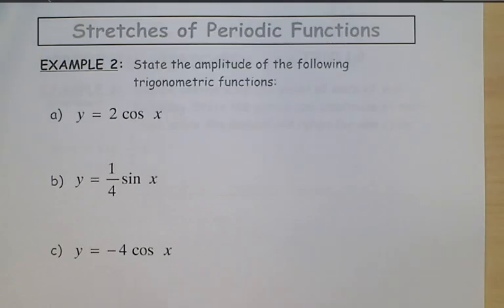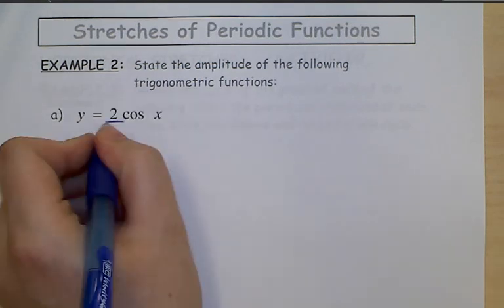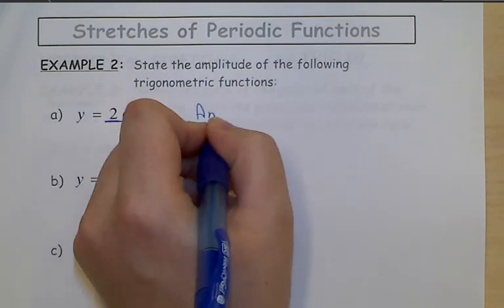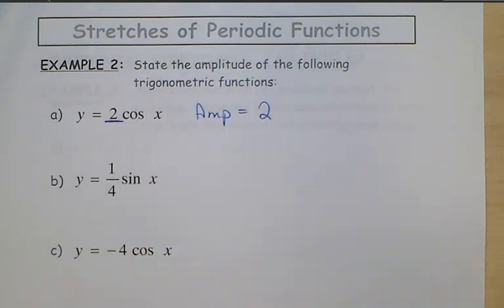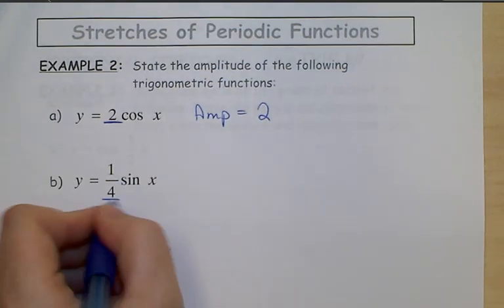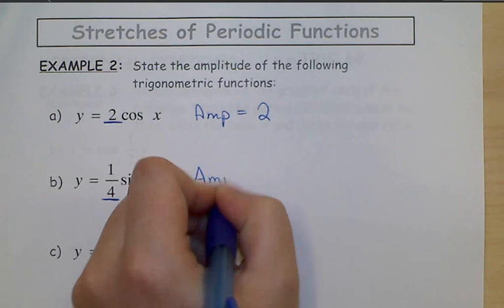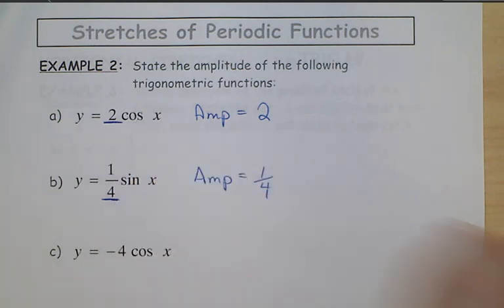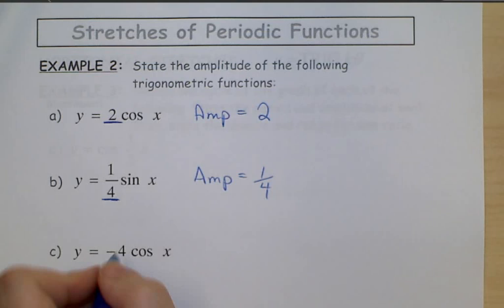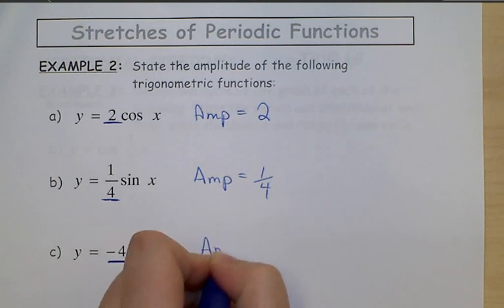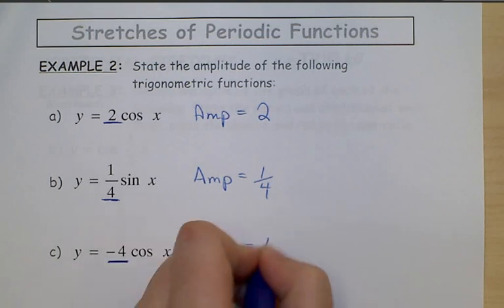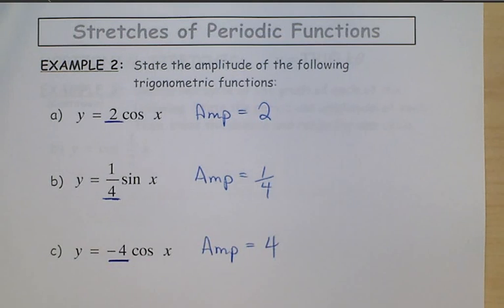Okay, so a couple of examples. We could give you the equation and ask you to state the amplitude. So the amplitude for this one would be 2. The amplitude for the second equation here would be 1/4. And the amplitude for the last one would be 4. So we don't take into consideration the sign because our amplitude is the height of the wave, which is always positive.